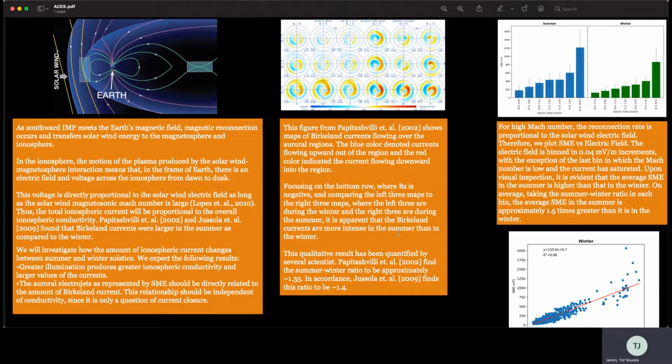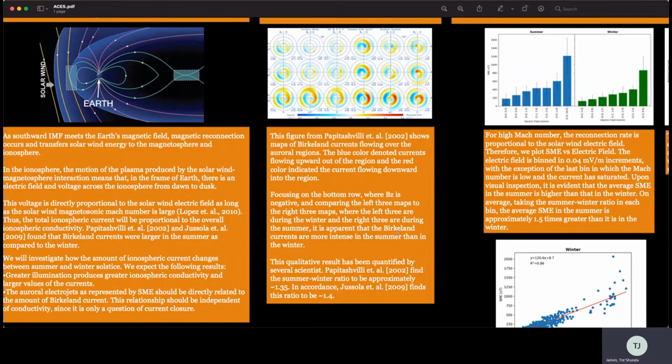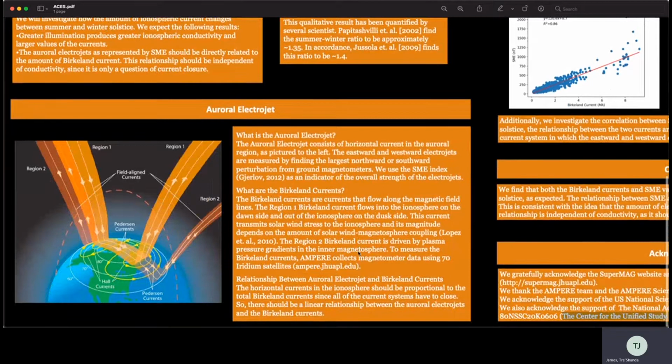Previous studies have been done to qualify and quantify this relationship between summer and winter currents in the ionosphere. However, their work has been focused on using Birkeland currents. We look at the difference between the summer and winter ionospheric currents through a measure of SME, or the auroral electrojet. And so the auroral electrojet is the horizontal currents in the auroral region, and these currents can be measured using the SuperMag Electrojet. And the Birkeland currents are the currents that flow along the magnetic field lines.